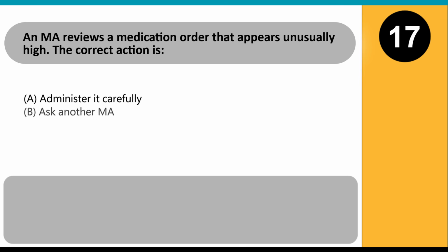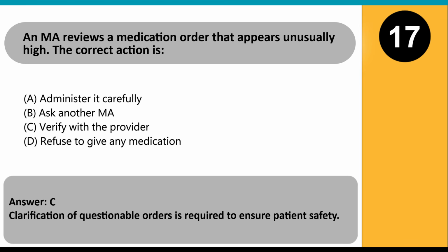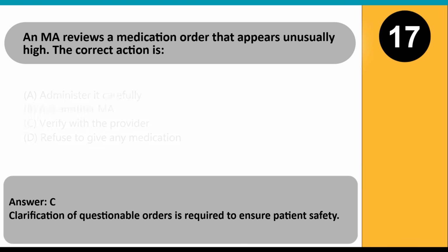An MA reviews a medication order that appears unusually high. The correct action is A. Administer it carefully. B. Ask another MA. C. Verify with the provider. D. Refuse to give any medication. Answer: C. Clarification of questionable orders is required to ensure patient safety.